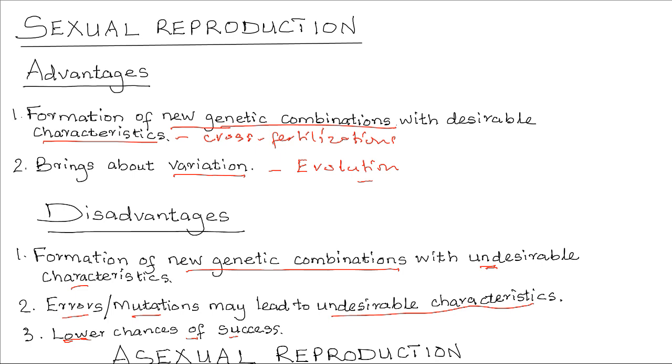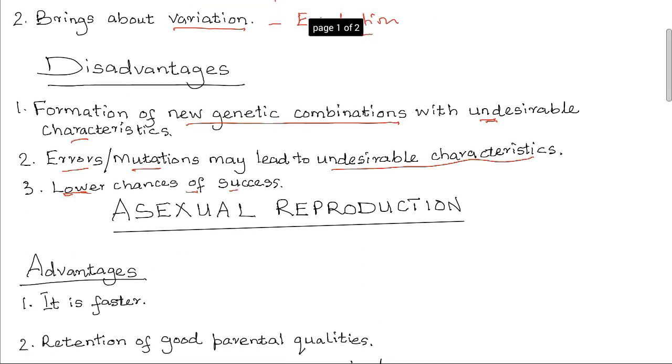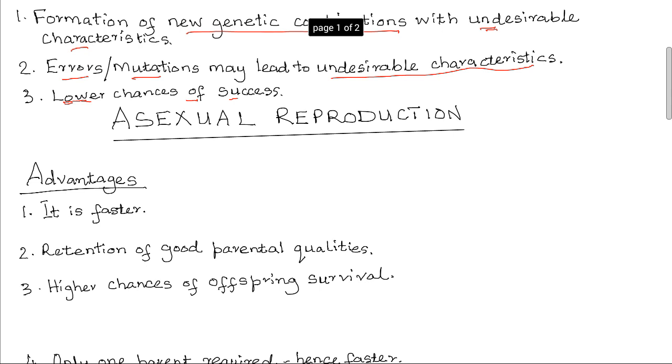In asexual reproduction, there are also advantages and disadvantages. The advantage in asexual reproduction is that it is faster. It's a faster means of reproduction, as it does not involve some stages such as fertilization and germination or pollination. So it's a faster means of reproduction.